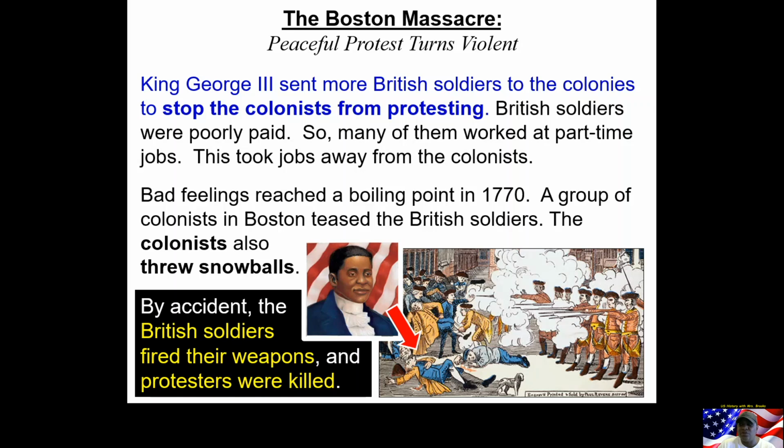So you do have to be careful of what you see on TV. You have to be careful about what you read because people have underlying reasons of telling you a story a certain way. Okay. So this is the Boston Massacre. It's important because peaceful protests for the first time will become very violent, where British soldiers actually kill the English colonists.